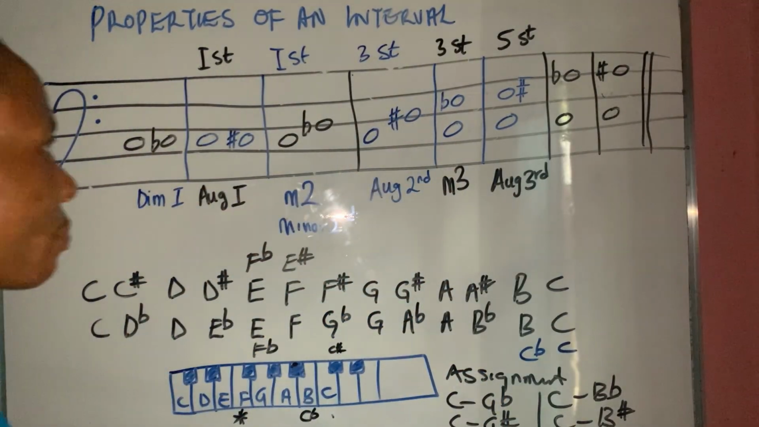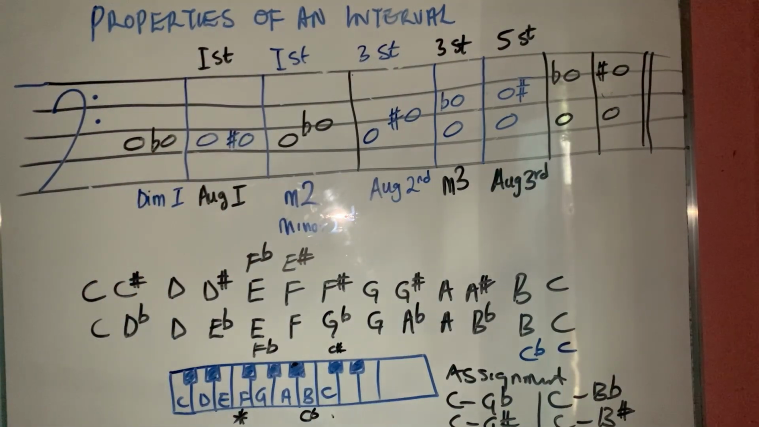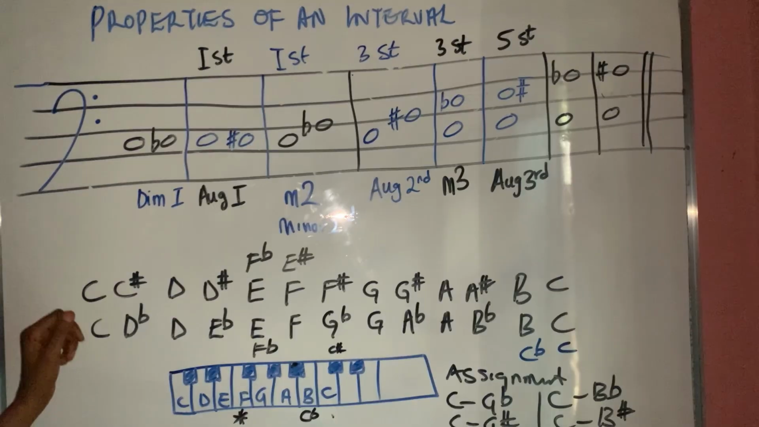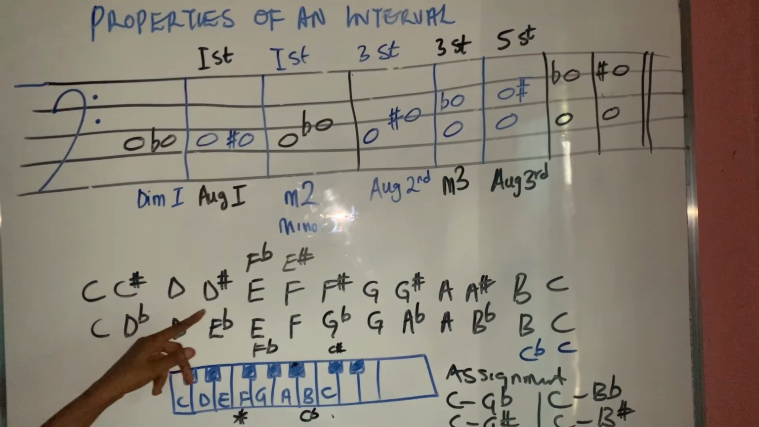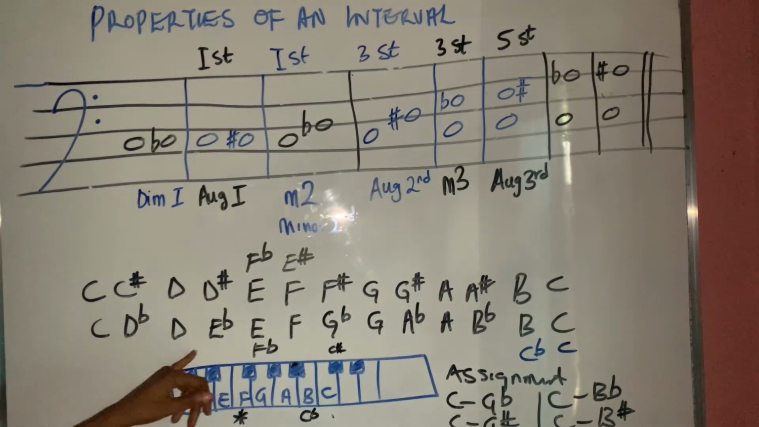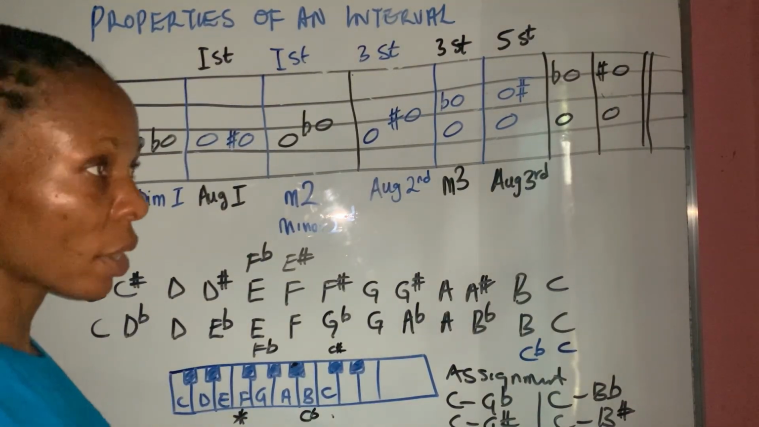Okay, now C to F flat. How many intervals are involved? Let's see. F flat, this is F flat. So 1, 2, 3, 4 intervals. Can you see? Now, how many was involved in C to E sharp? 1, 2, 3, 4, 5. Then F flat, 1, 2, 3, 4. 4 intervals. So 4 intervals involved in C to F flat.